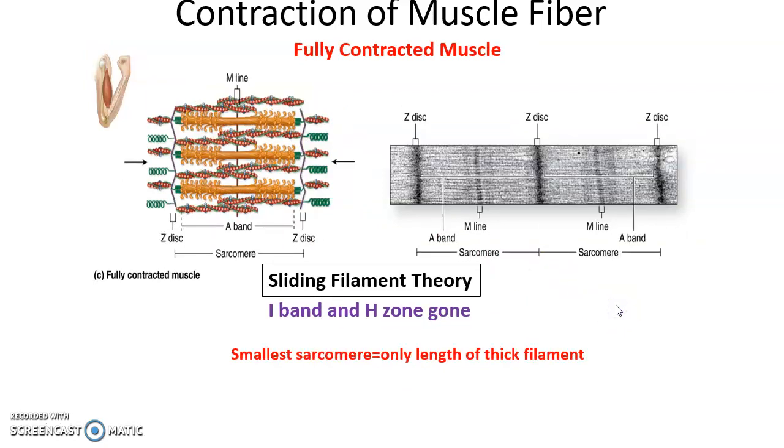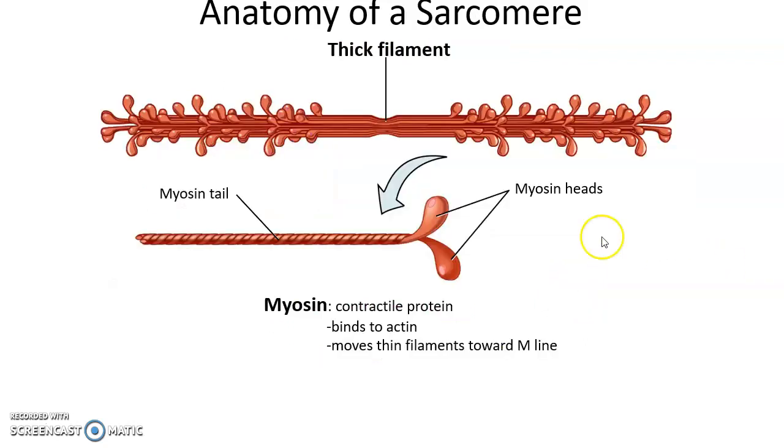When a muscle is fully contracted, we get complete overlap between the thin and thick filaments. There are now no I-bands and no H-zones. Of course, we still have the A-band because the smallest a sarcomere can get is the length of the thick filaments. That is how a muscle contraction occurs by talking about sarcomeres specifically.